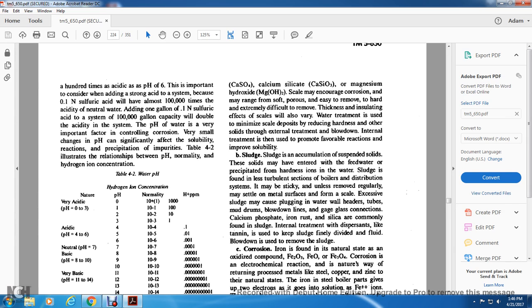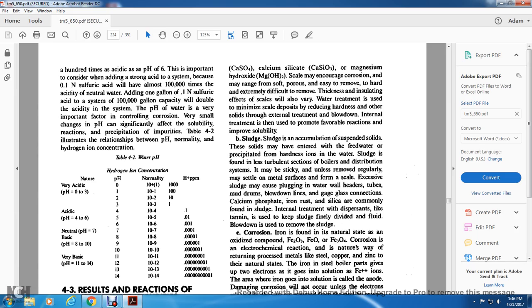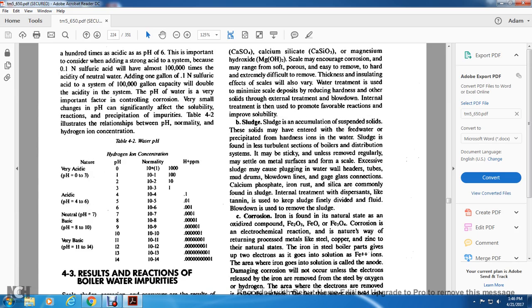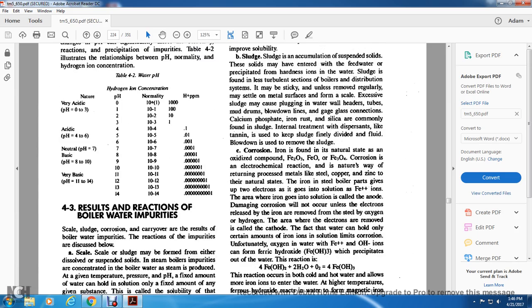Calcium phosphate, iron rust, and silicate are commonly found in sludge. Internal treatment dispersants like titanium are used to keep sludge finely divided and fluid, and blowdown is used to remove the sludge.